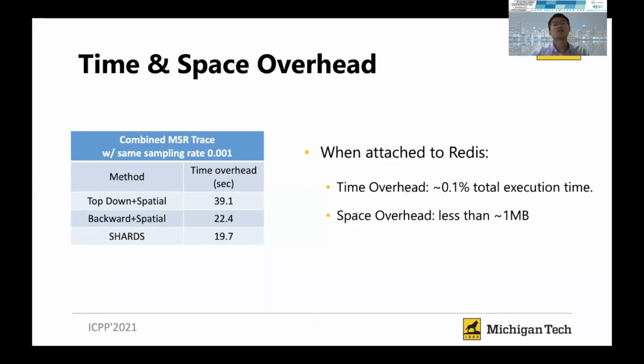For time and space overhead, we compared the time overhead with SHARDS, which again is an LRU MRC approximation technique based on spatial sampling. We evaluated using the combined MSR traces, which have about 450 million requests in total. We show that our second, backward stack update version performs very close to SHARDS. And the first, top-down approach has about twice the amount of time overhead.